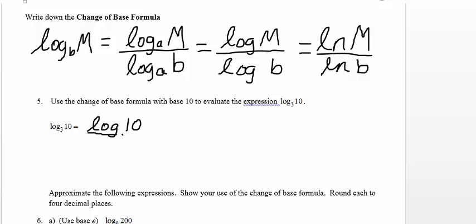So let's use the common log to calculate the base 3 log of 10. So that's the common log of 10 divided by the common log of 3. Well, the common log of 10 is 1. That's the exponent I apply to the unwritten base of 10 to get 10. So I really just need to divide 1 by the common log of 3. So I use my calculator to do this.